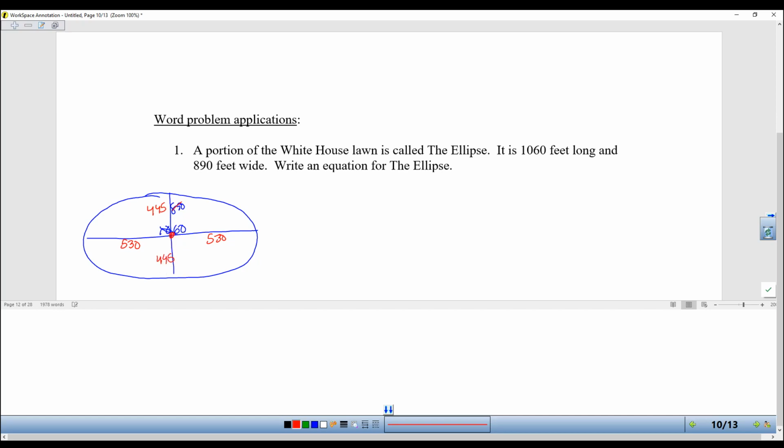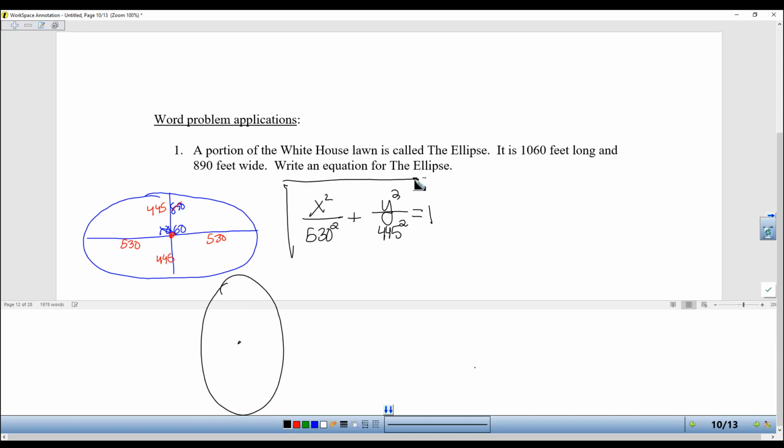No reason to complicate things. We'll just leave the center at 0, 0. So all we have to do to write the equation, x minus 0, we're going to put it right at 0. And in the x direction, 530 squared. And in the y direction, 445 squared is equal to 1. So I got to tell you, there's really no reason why we don't think that the lawn goes like that, right? It could be in the other direction. So it doesn't actually matter which way you have those two. But that would be an equation for the ellipse that is in the White House lawn.